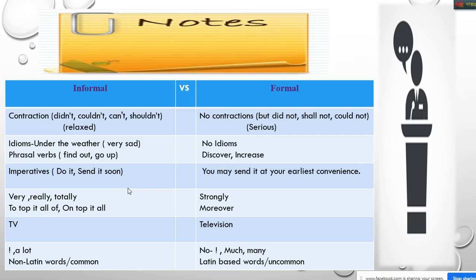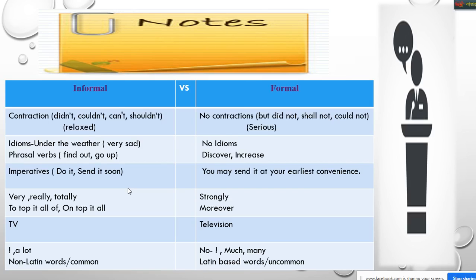Let's see what happens now. This is very, very important. What you can do when you write an informal letter, and what you cannot do when you write a formal letter. This is very, very important, especially for formal letters.